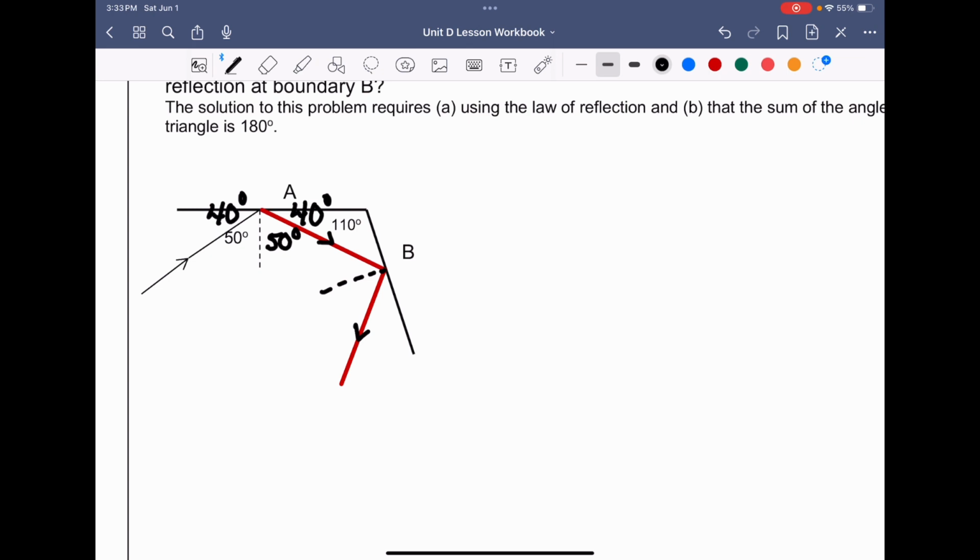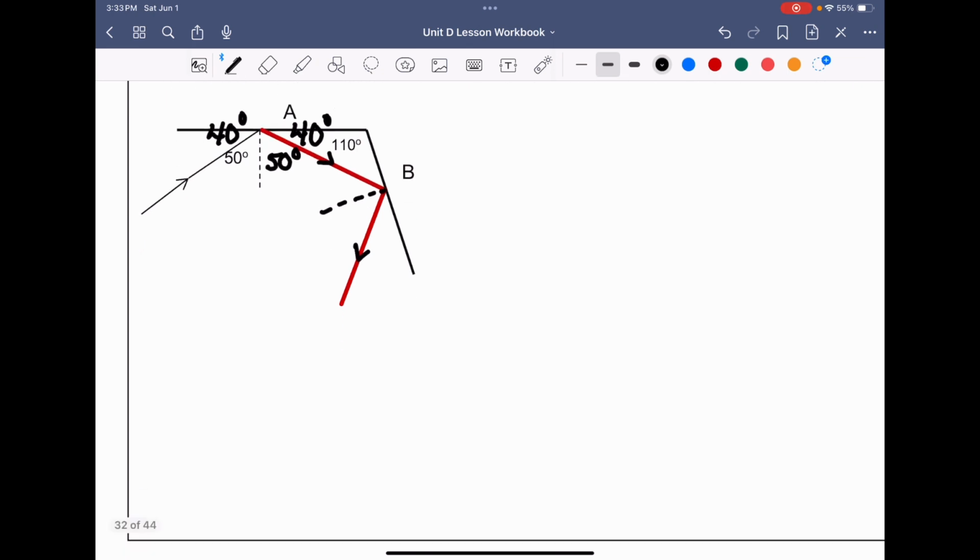Now, let's provide some specific terminology for this. So we look at this and say theta I of A, or the initial angle, the incidence angle of A, the reflected angle of A, or theta, I'm going to call it RA.